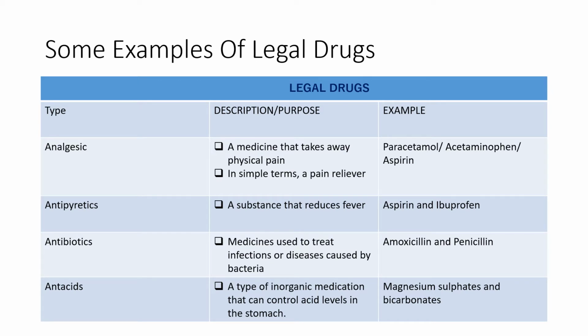Whereas antipyretics are substances that reduce fever. Examples are aspirin and Brufen. Antibiotics are medicines used to treat infections or diseases caused by bacteria. Examples of this are amoxicillin and penicillin. Antacid is a type of inorganic medication that can control acid levels in the stomach. Some examples of this are magnesium sulfate and bicarbonates.